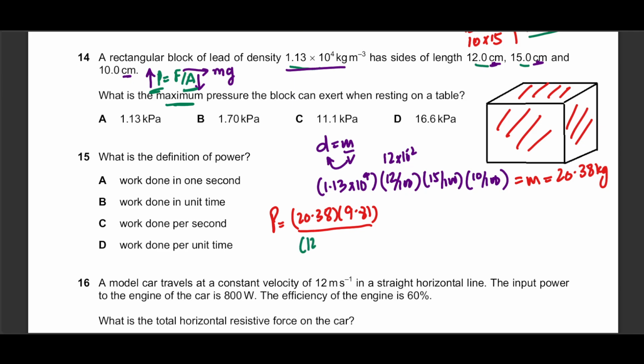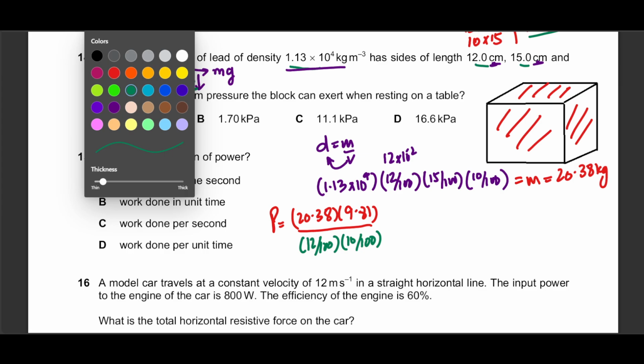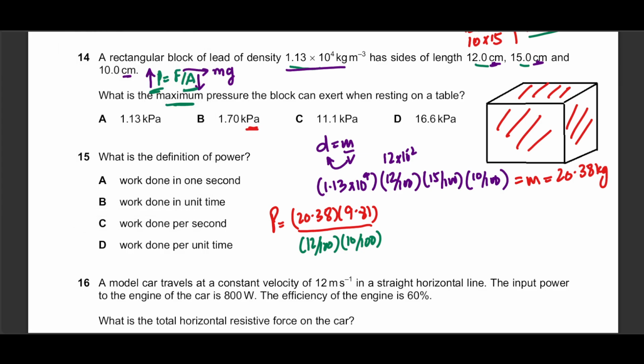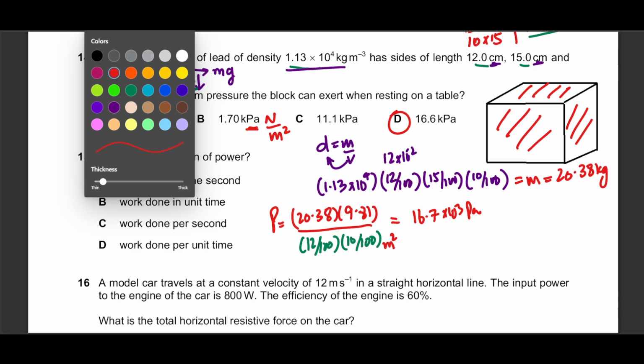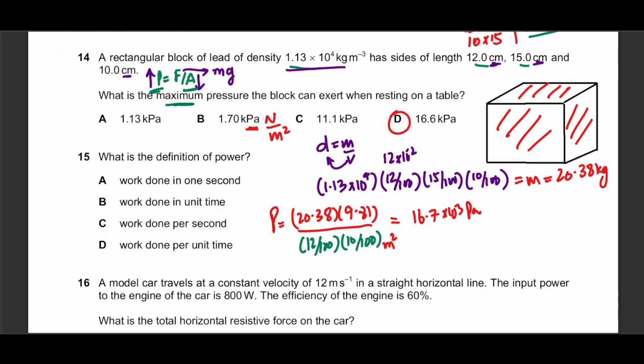So this will be 12 divided by 100 and 10 divided by 100. Of course, we have to convert everything into standard format because the unit is pascals, which means newton per meter square. The cross-section area should be in meter square as well. This will come out as 16.7 into 10 raised to power 3 pascals. So this one is option D. Very simple question, straightforward with extra steps.